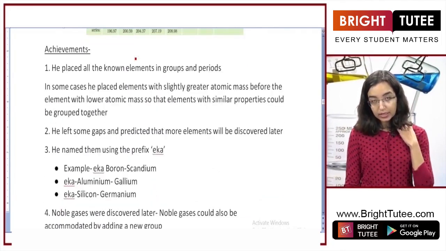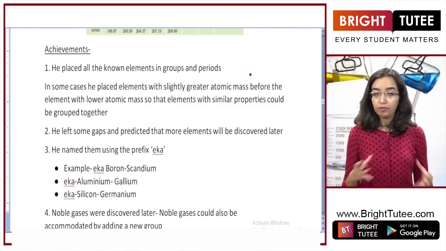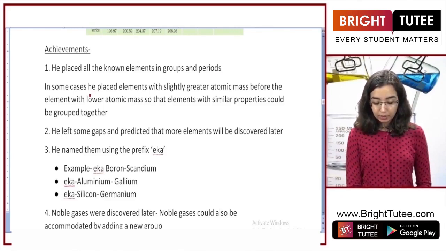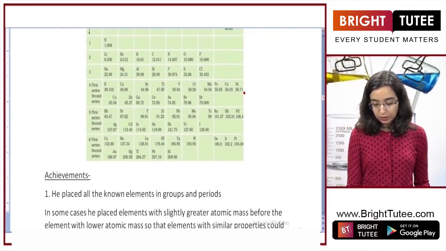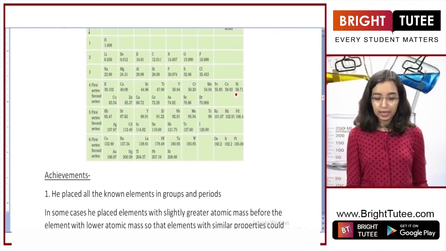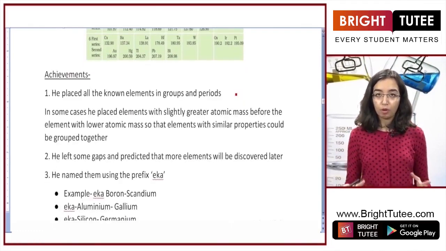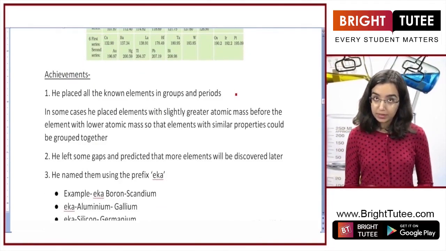The major achievements that he demonstrated with his system was that he placed all the known elements in groups and periods. With this kind of classification, he was able to achieve much more than Newland. In some cases, he placed elements with slightly greater atomic mass before the element with lower atomic mass. I'll show you an example here. So when you see cobalt and nickel, you see that cobalt has a higher atomic mass, but it is placed before. So it's a slight change. He made it just to accommodate in such a way that all the elements with similar properties are grouped together. That was his main concern.